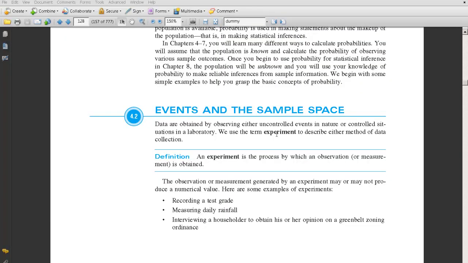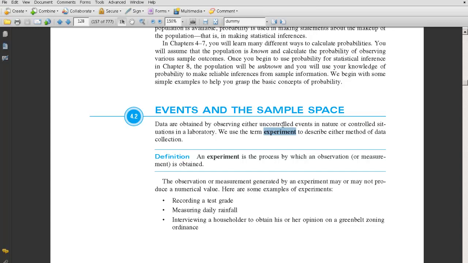So, first of all, they talk about what they mean by an experiment. So they say data are obtained by observing either uncontrolled events in nature or controlled situations in a laboratory. So when you're talking about data and experiments, you're either going to just have to watch what happens outside. For example, if you want to know whether smoking causes cancer, you can't make people smoke. So you have to just watch what happens.